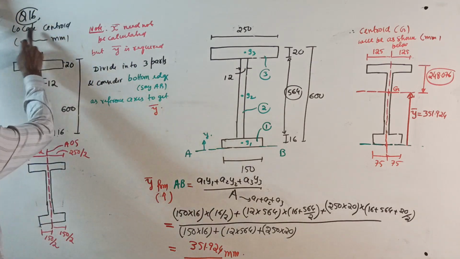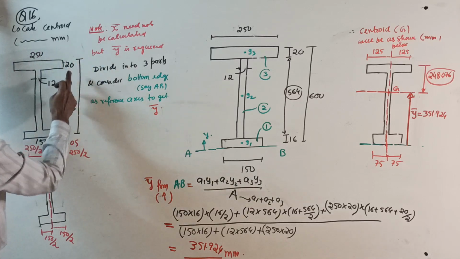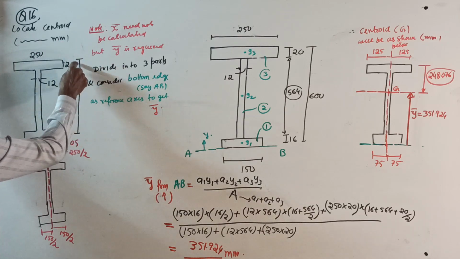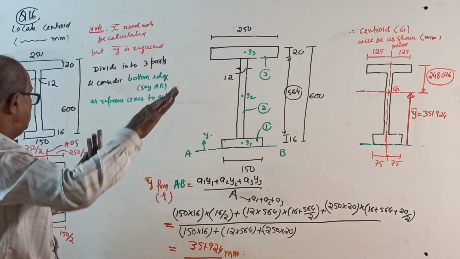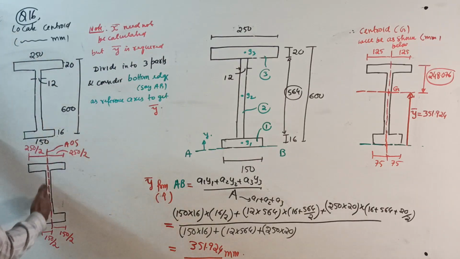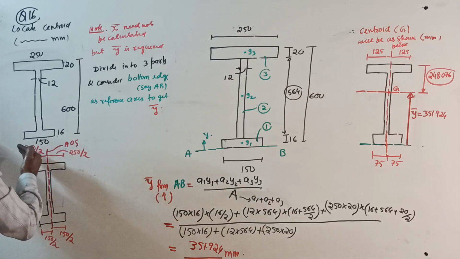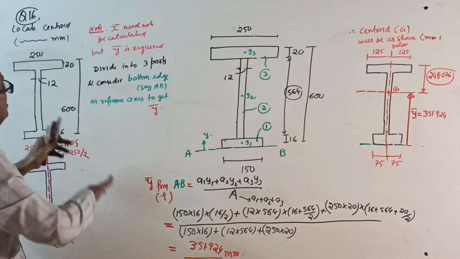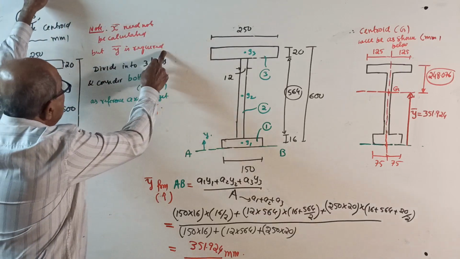Question 16. Locate centroid. All dimensions in millimeter. 250, 20, 150, 16, 12. Remember, total depth given 600. Okay. Note, X, first write. This is axis of symmetry. So, if this is axis of symmetry, 250 by 2, 250 by 2. Here, 150 by 2, 150 by 2. Therefore, no need of calculating x bar. But y bar is required.